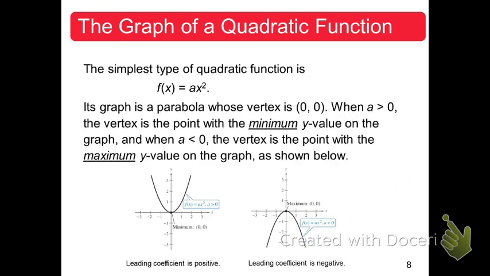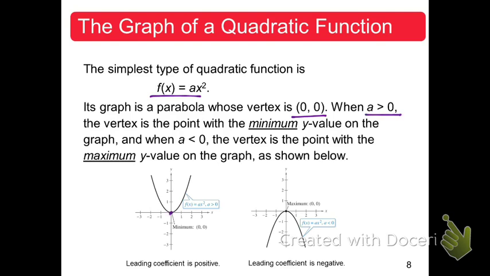So we're going to look now at the simplest type of quadratic function. This simplest type is going to be in the form of f of x is equal to ax squared. So we don't have those second and third terms listed. This is a graph of a parabola that has a vertex of 0, 0.